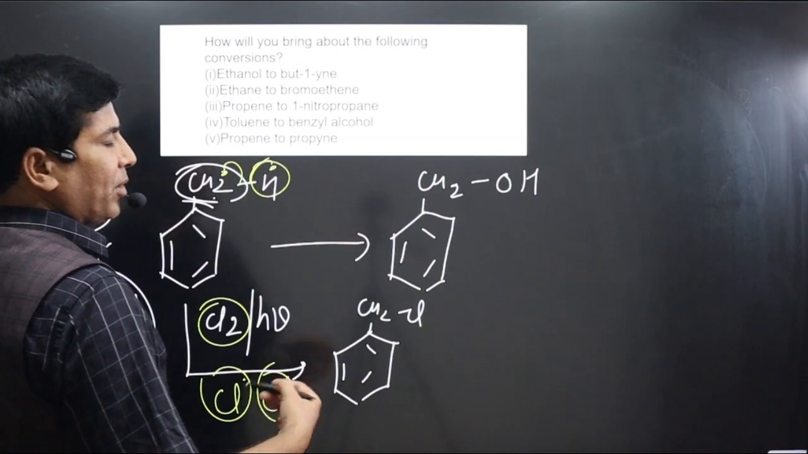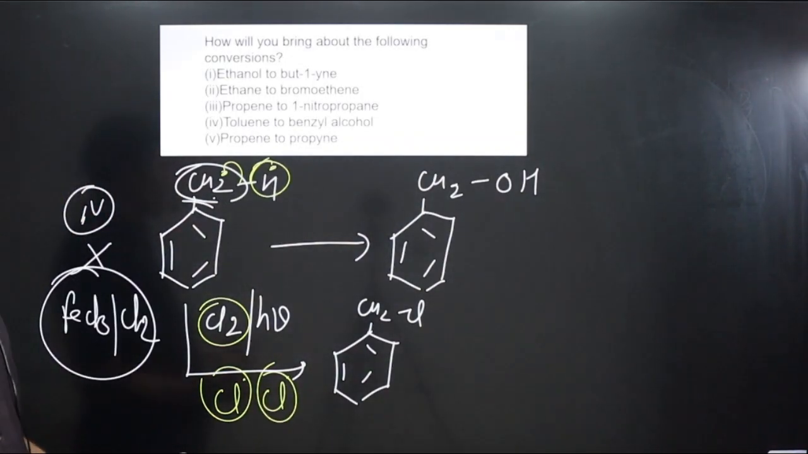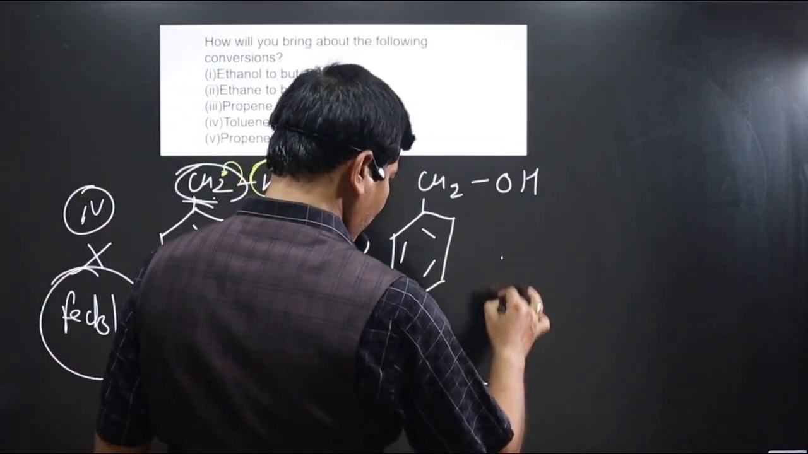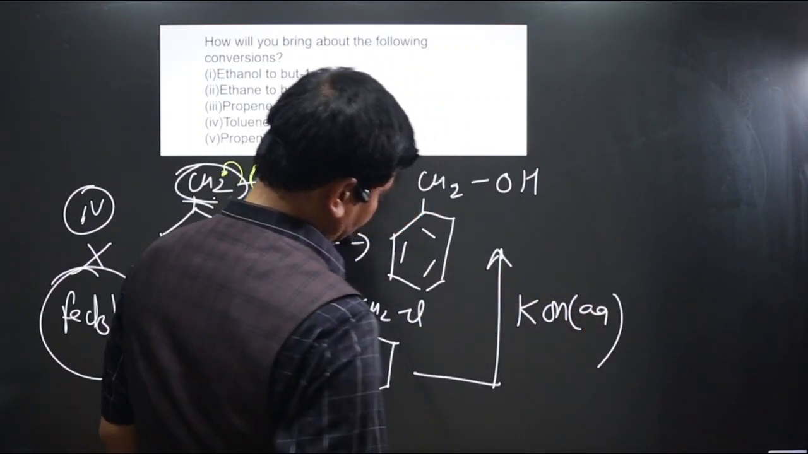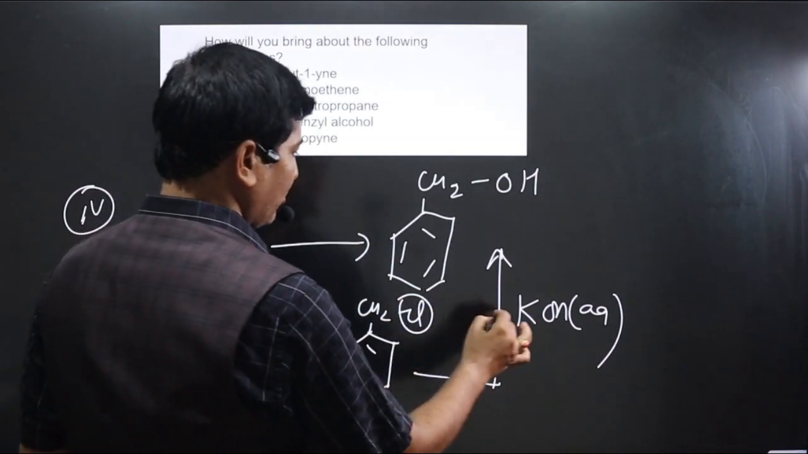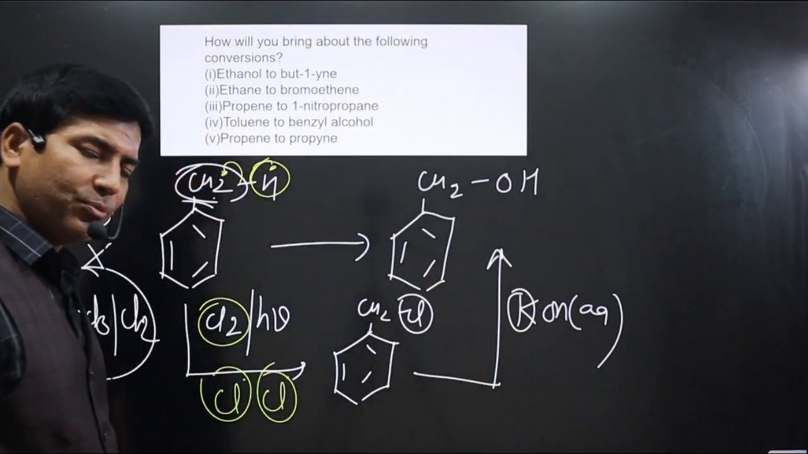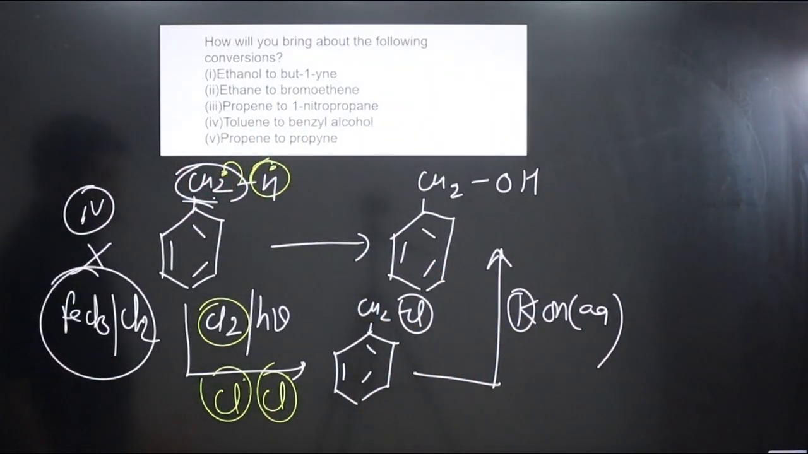Now in place of Cl I need OH, so carry out a nucleophilic substitution reaction, use KOH, aqueous. So KCl will be removed from here, and OH will occupy the space of Cl. Benzyl alcohol. Last one, propene to propyne.